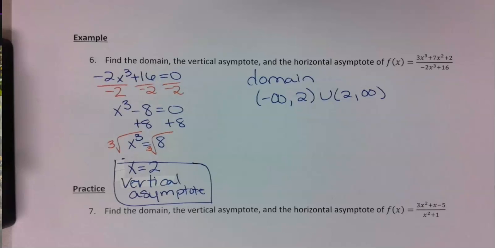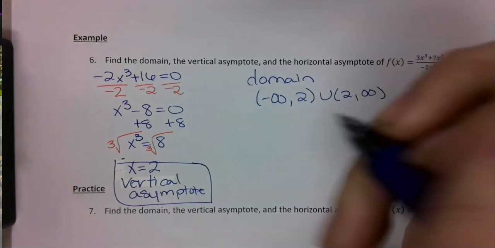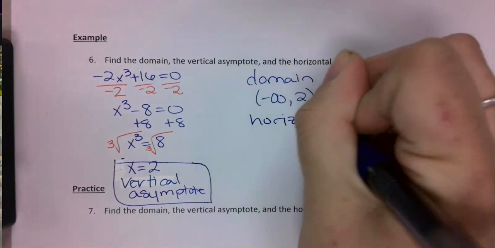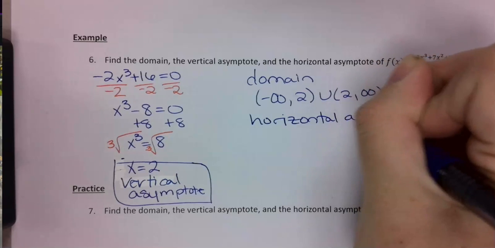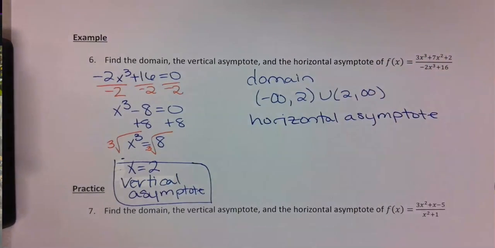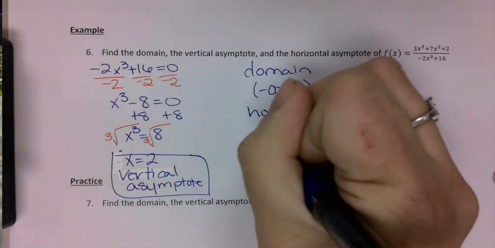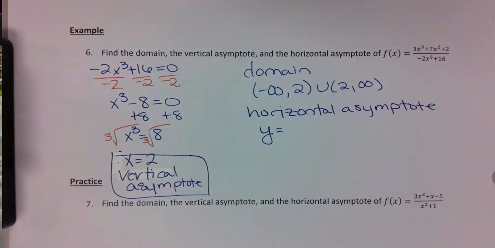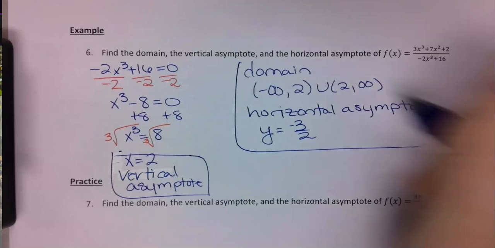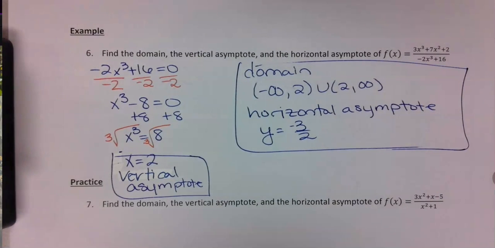Okay, so then my horizontal asymptote. Are my degrees the same or different? Same. So I divide my coefficients and I get negative 3 over 2. Questions here?